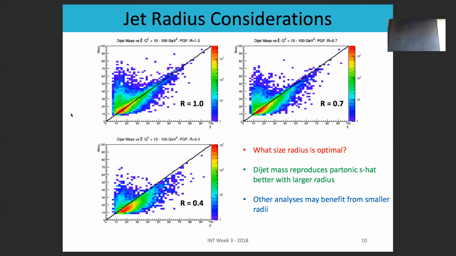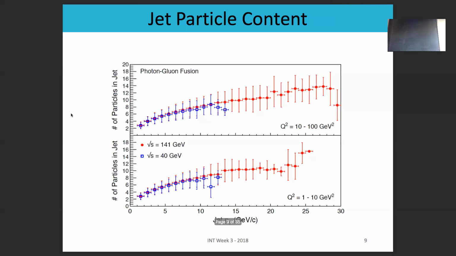Just your plot of the slide before of the particles, that was for a radius of 1. Yes, I'm sorry. Yeah, this is for the radius of 1. Fine. Also to keep in mind, this isn't charged particles. This is anything that's stable. So every pi 0 that comes into my jet is 2 particles in this plot. Which is fine because we count photons normally.